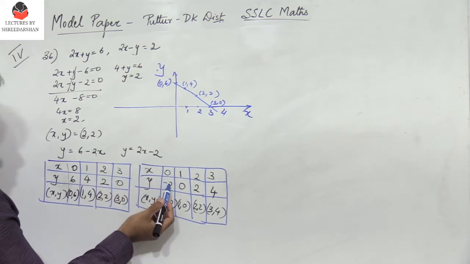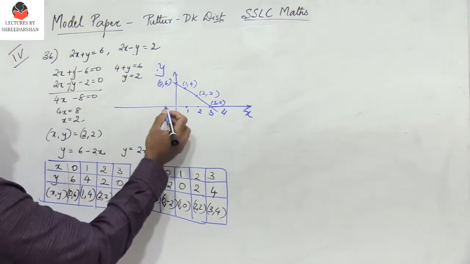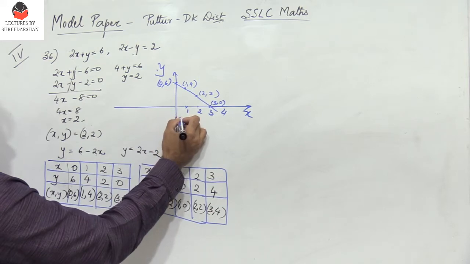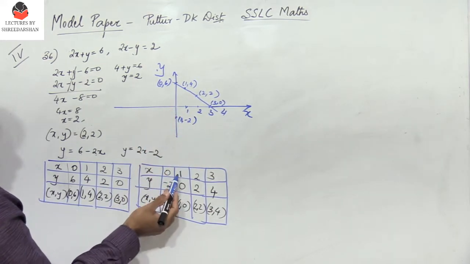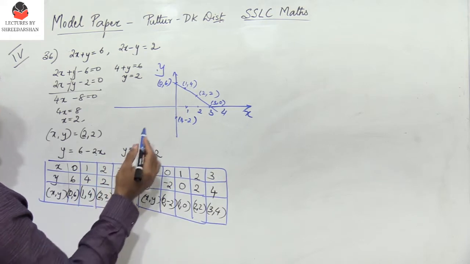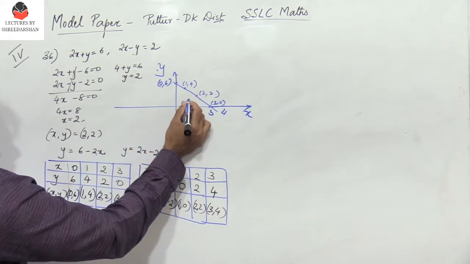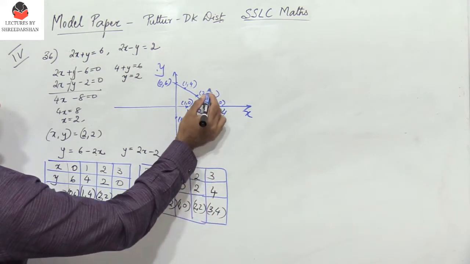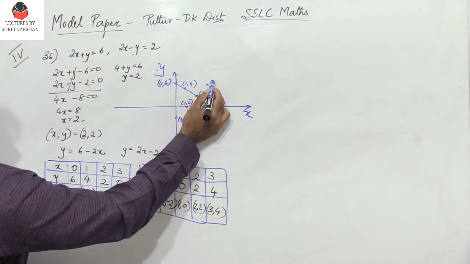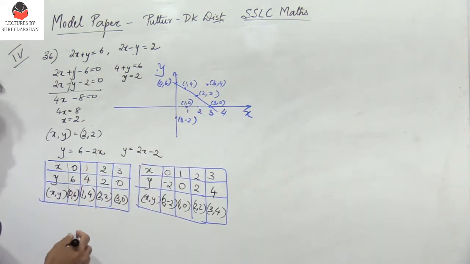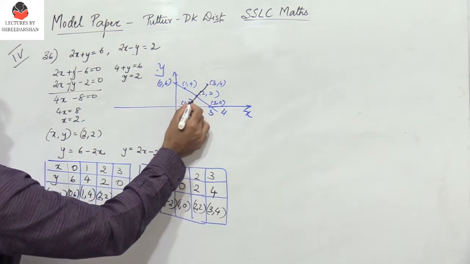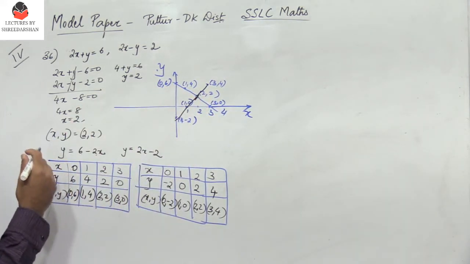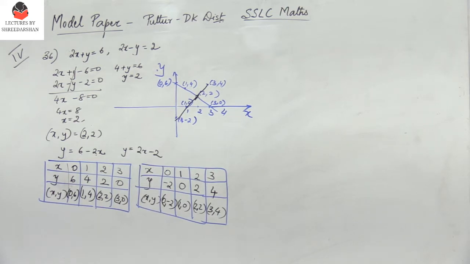The other one is 0 comma minus 2. So x is 0, I have minus 2, 0 comma minus 2. Next I have 1 comma 0. So this is 1 comma 0. Then I have 2 comma 2, and then you have 3 comma 4. So this is 3 and 4. So 3 comma 4. So this is going to be the other line by joining all the points. So you find that these two lines intersect at 2 comma 2, and that is going to be the solution for the set of two linear equations.